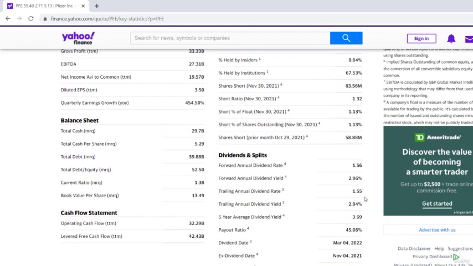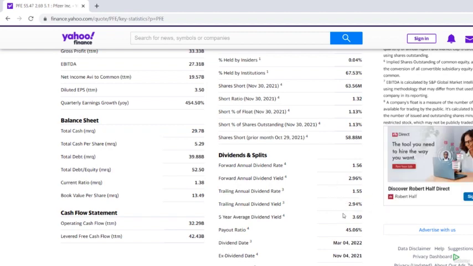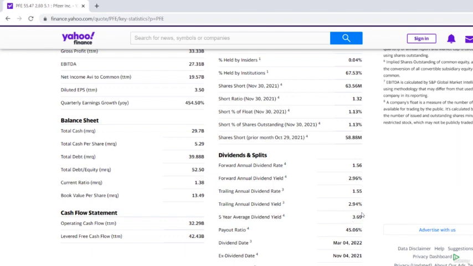Trailing the last 12 months, annual dividend yield is 2.94, so pretty steady. The 5-year average is at 3.69. So why is it less now, even if they've been raising their dividend? It's because their stock price has gone up. Remember, dividend yield is a mathematical formula, and since their stock price has done well, that's reduced the percentage yield on that dividend. So if you bought 5 years ago, you were getting a nice dividend at 3.69, probably a good price on it.